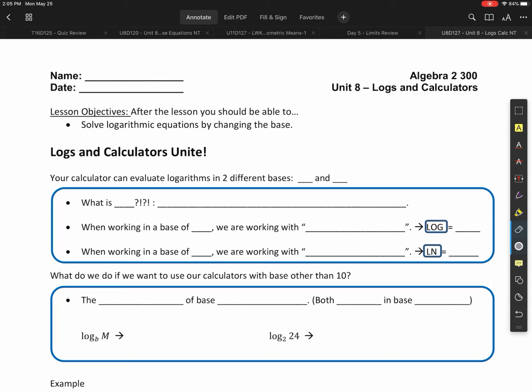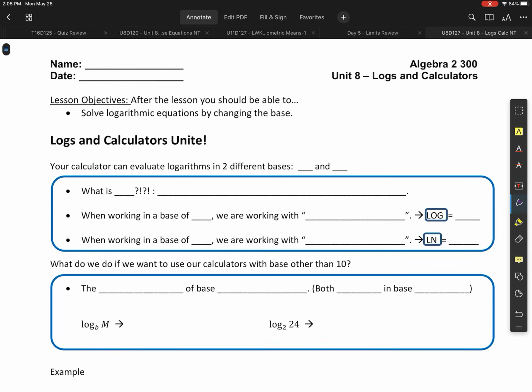Alright, today we merged calculators with logs. So the key thing is our calculator works in two different bases. It works in base 10 and base E.